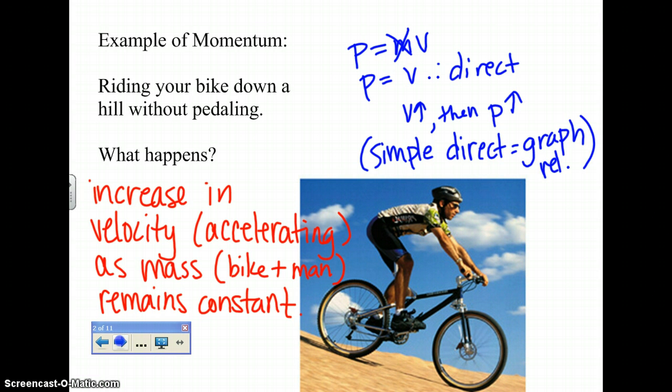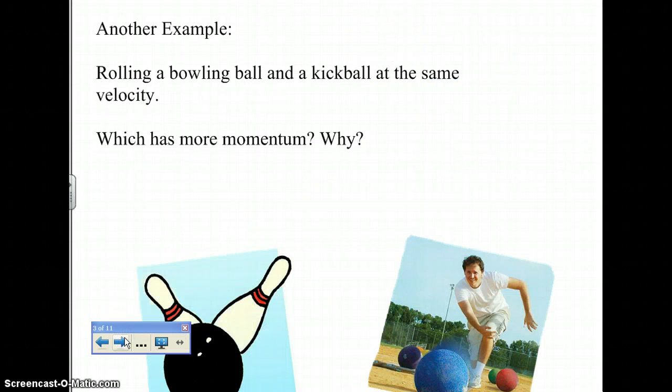You with me? Okay, fabulous. Moving right along. Okay, another example. You're rolling a bowling ball and a kickball down the same alley at the same velocity. So the thing that you're changing is mass, right? Velocity is staying constant. Well, in this case, once again, you're using P equals mv.